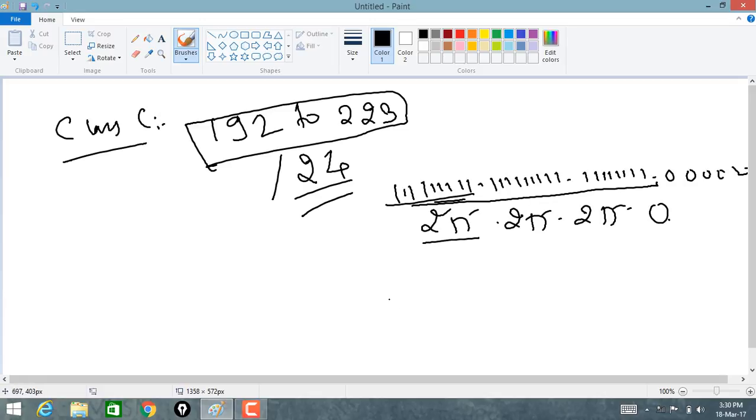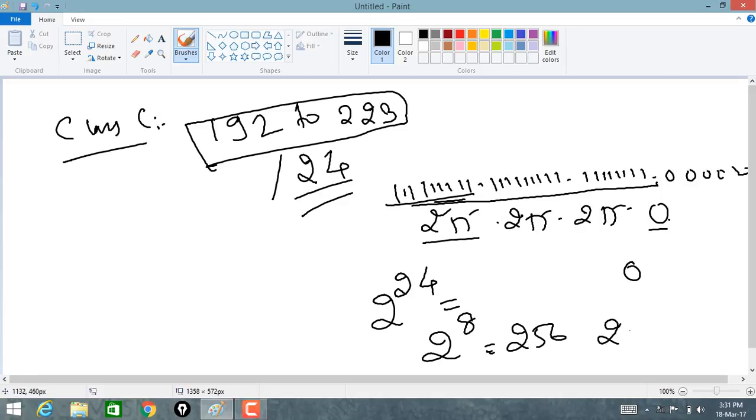So the number of networks it can create is 2 raised to power 24. And how many zeros are there? 8. So 2 power 8 is 256, and the host range goes from 0 to 255, so altogether it becomes 256. Hope everything is clear: the range of class A, B and C, and the default subnet mask of A, B and C.